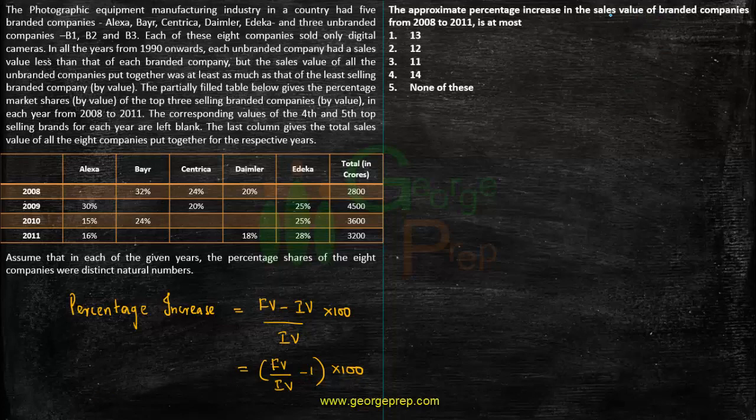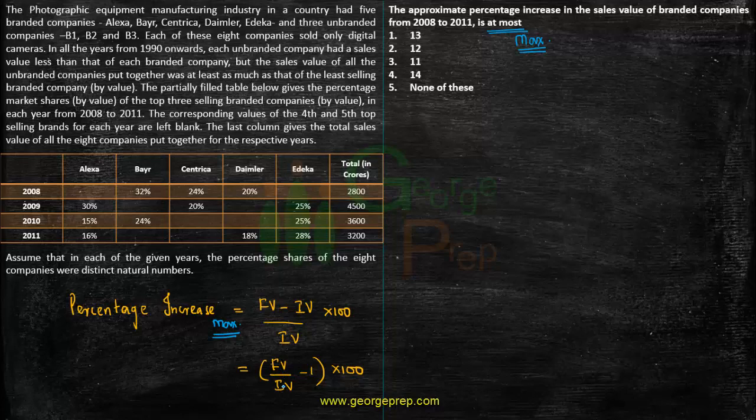The question is asking for percentage increase in the sales value of branded companies is at most. At most means they're asking for the maximum possible value. So you have to maximize percentage increase. And if you look at this expression, FV by IV is the only fraction that can be maximized, as the minus 1 into 100 is a constant. So I'll have to maximize this fraction, final value by initial value.